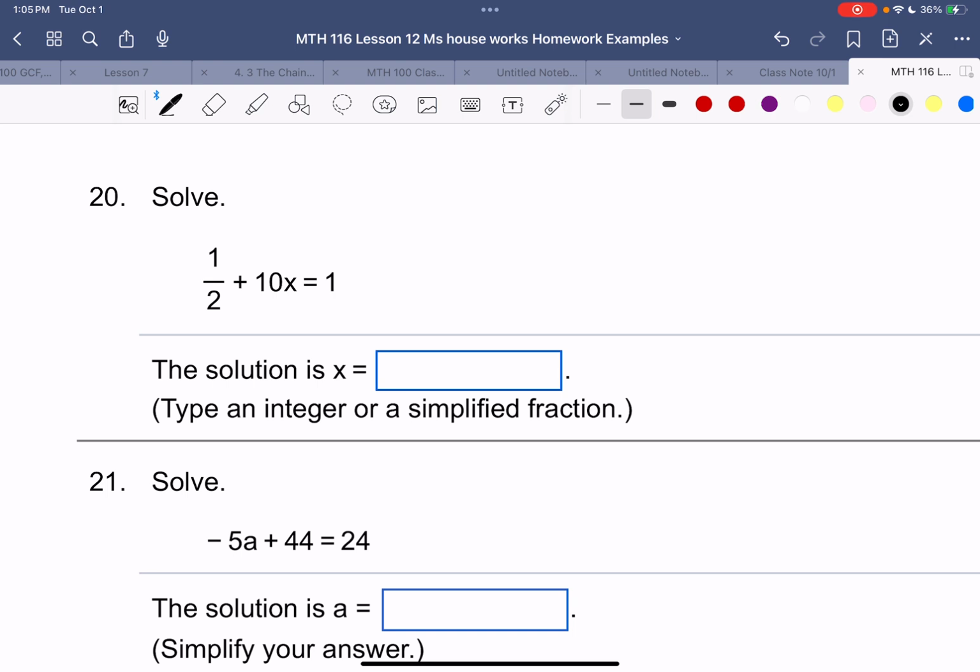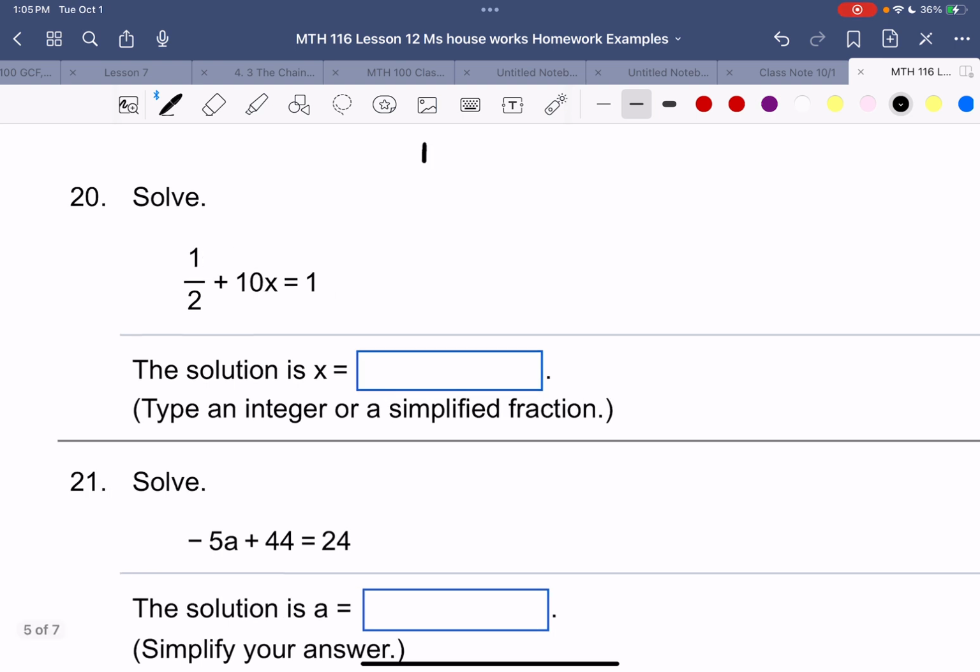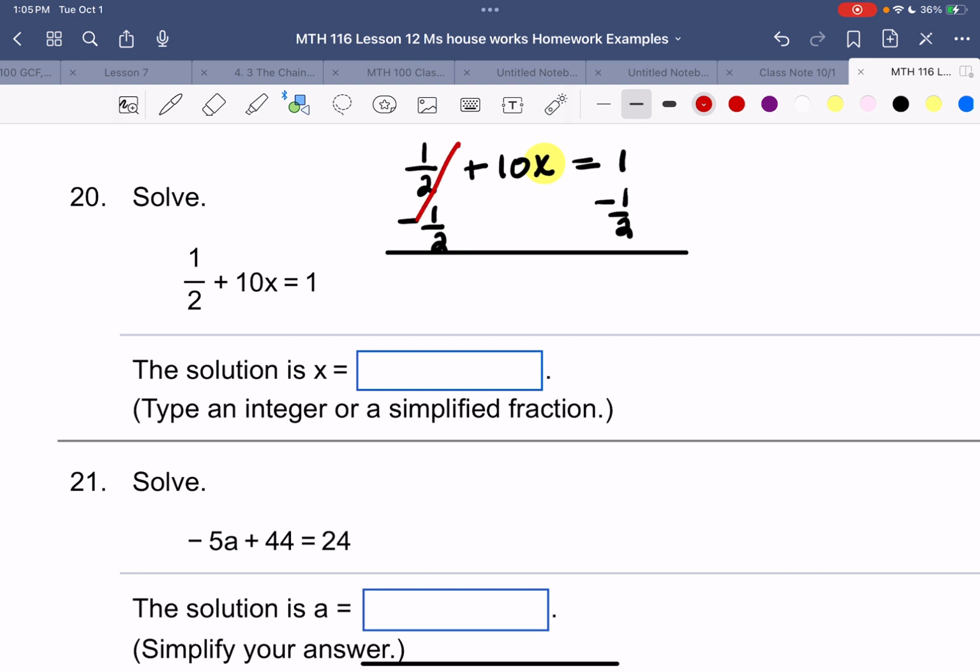Example 20. 1/2 plus 10x equals 1. I'm going to focus on getting that x by itself. The first thing I will do is subtract a 1/2, and I get, this is a 0, so I'm left with a 10x equals 1/2, because 1 minus a half gives me a half. That's 2 over 2 minus 1 over 2, which is a half.